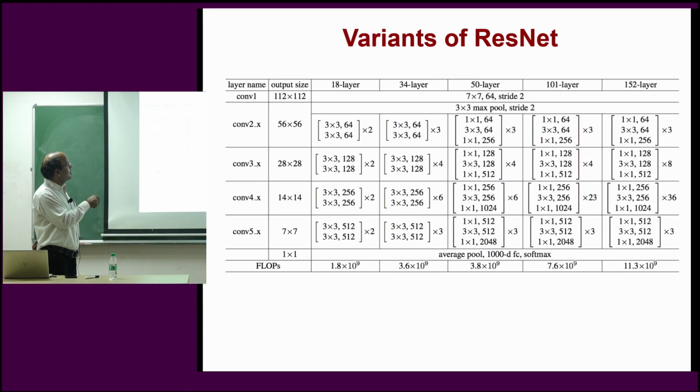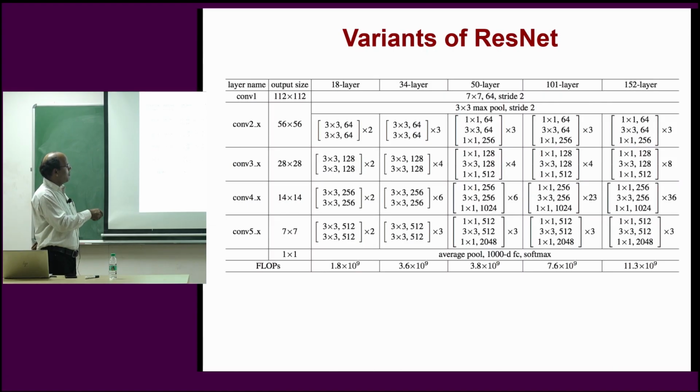Then in the second convolution layers, for 18 layers, it is 3 cross 3 into 2 times, which means the block is used 2 times. Next, the third convolution layers use 3 cross 3, 128 filters, 2 times. Then the fourth, with 14 cross 14 output size, uses 3 cross 3, 256, 256, 2 times. The same configuration is used 2 times, right? And then the fifth, with 512 filters, also uses the same blocks 2 times.